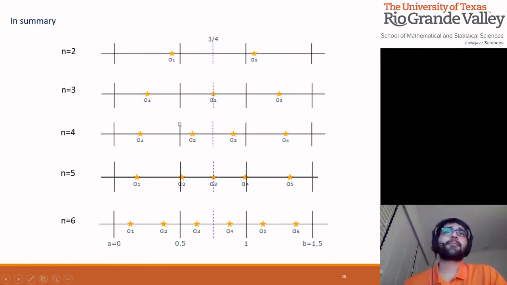And in summary, this is what we get. See how the closer we are to 3/4, the closer the distance is between the quantizers. The quantizers here are closer to each other in the middle.